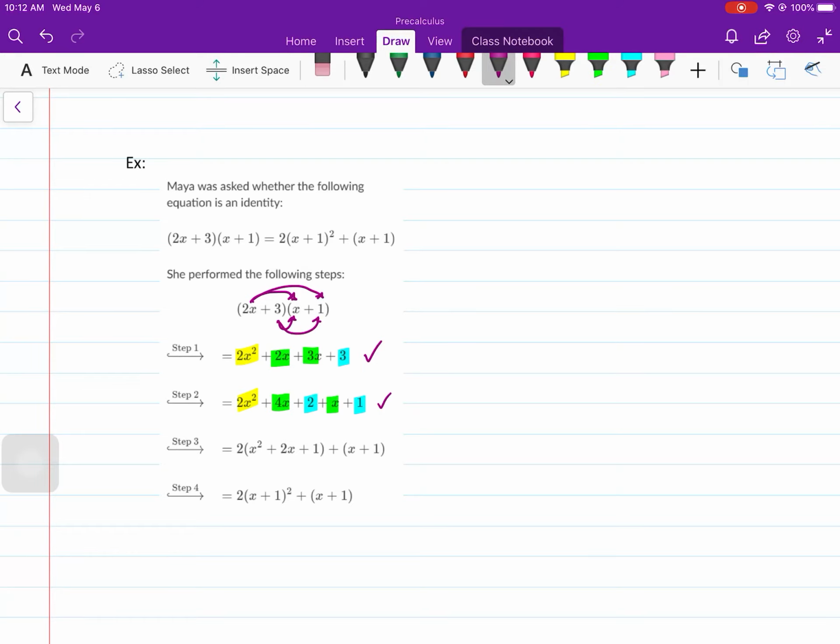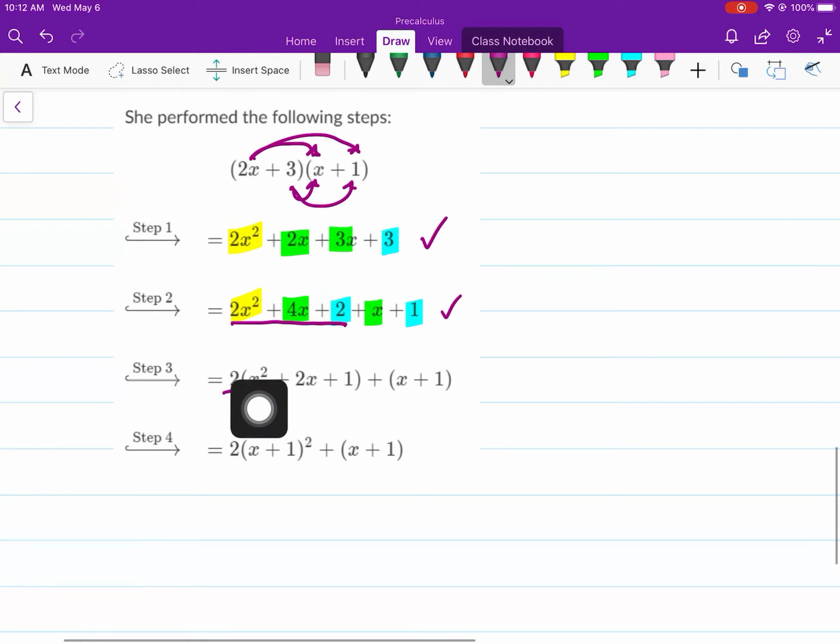They're going to be looking at right here, those first three terms, and factoring out a 2. So if you were to factor a 2 from there, you should be left with x squared plus 2x plus 1. And then over here, you're just left with the x plus 1, right? So yes, this is okay. This one checks off.